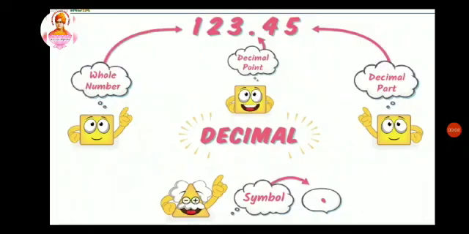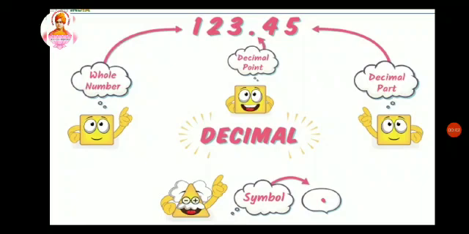Decimal numbers can be written with the help of a decimal point. The numbers on the right side of the decimal point are called the decimal part. The numbers on the left side of the decimal point are called the whole number. That is, whole numbers are written on the left side of the decimal point, and the decimal part numbers are written on the right side. This is how we should write decimal numbers.